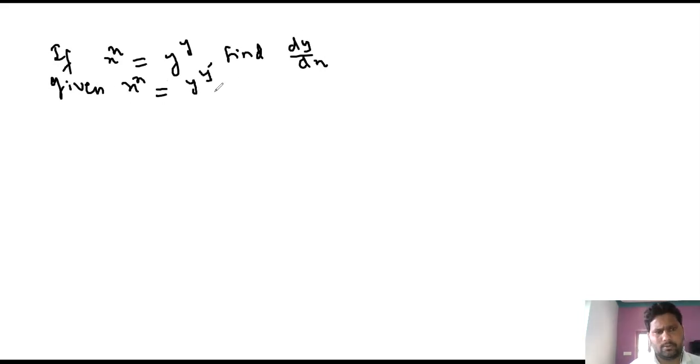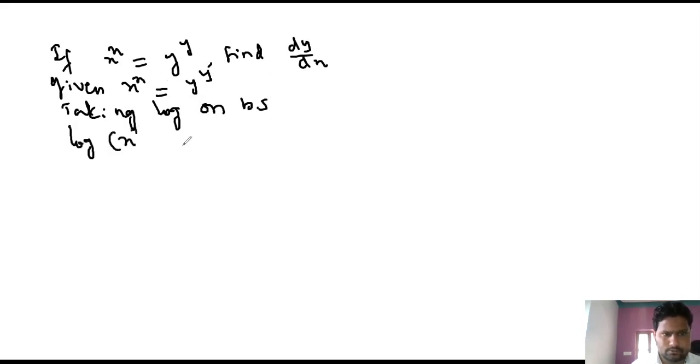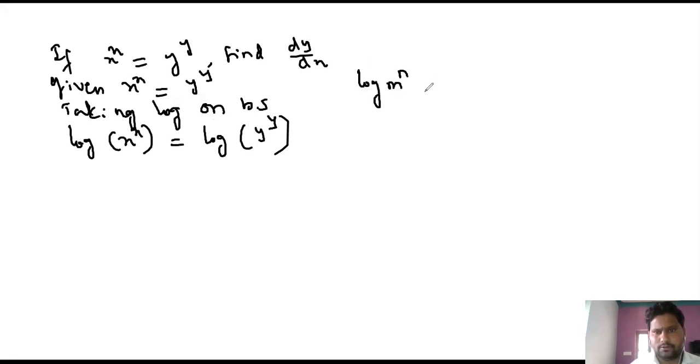When you take logarithm on both sides, it will be easily simplified. So take log on both sides: log of x raised to x is equal to log of y raised to y. What is log x raised to x? We can apply the theorem: logarithm of m raised to n is n log m. So log x raised to x becomes x log x, and log y raised to y becomes y log y.